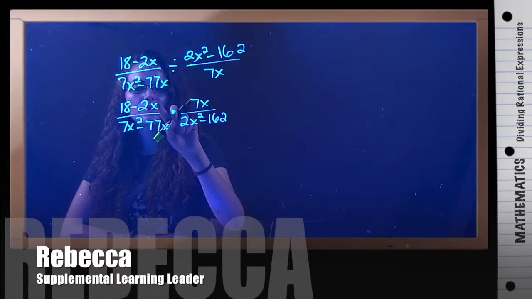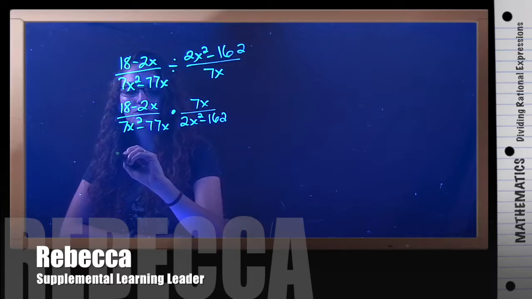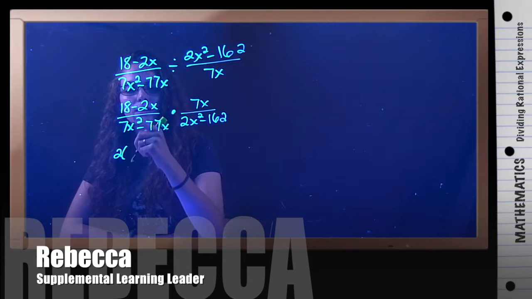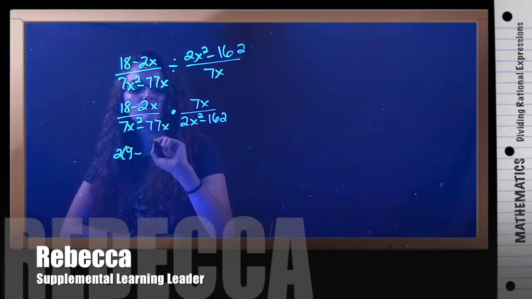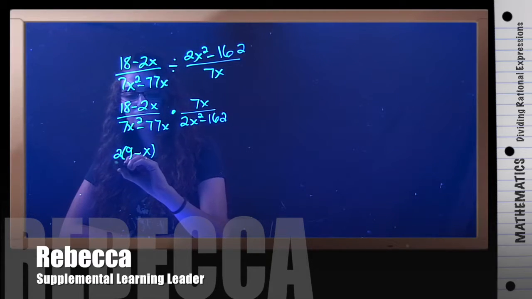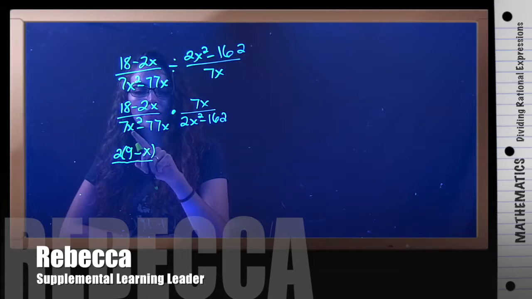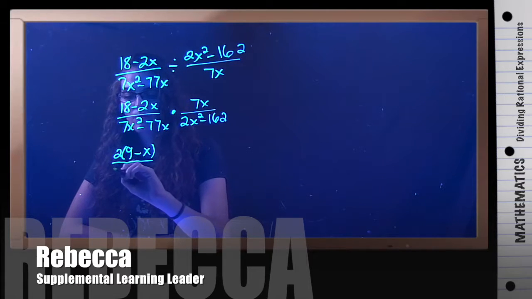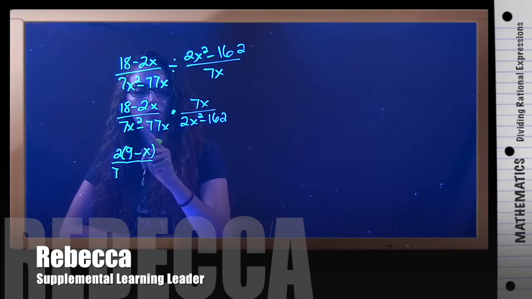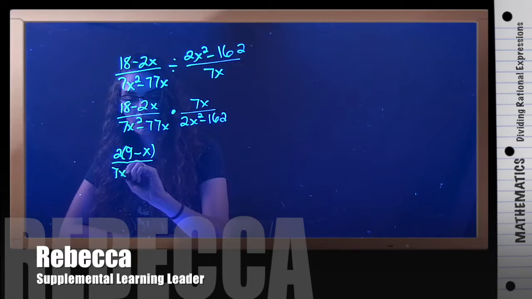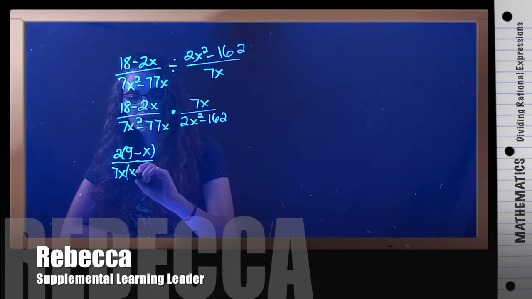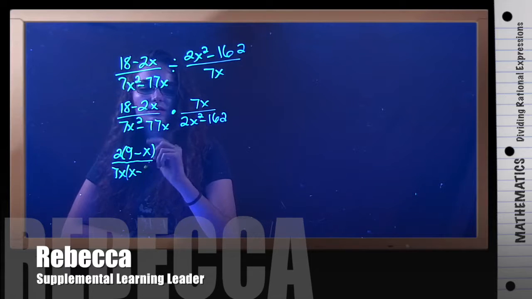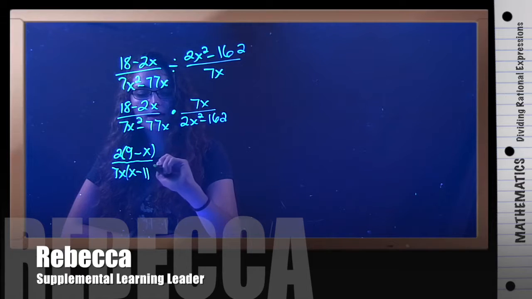On the top of this one, we have 2 as a GCF. And if we divide by 2, 18 divided by 2 is 9, minus 2x divided by 2 is x. And now on this one, we also have a GCF of 7, but then also of x, because they both have x in common. If we divide 7x squared by 7x, we just have x left over. Minus 77 divided by 7 is 11, and the x's would end up canceling.